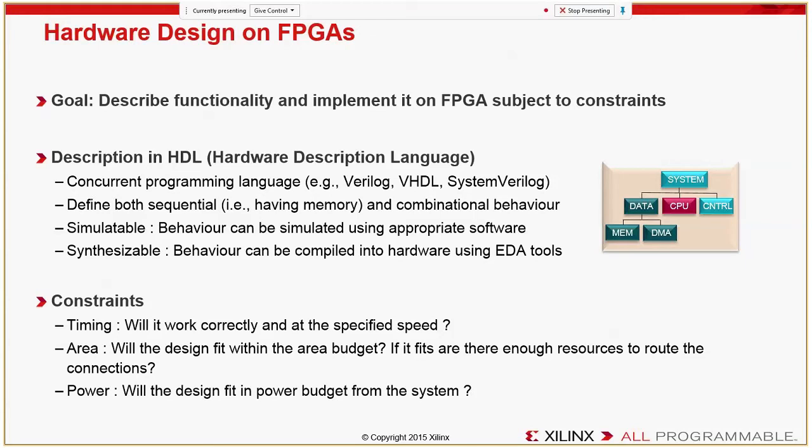Now, a very important part of the entire design process are the constraints. These constraints are typically specified due to the system that is being implemented. And some of the different kinds of constraints are as follows. So the first is timing. This tells you whether your design will work correctly and at the specified speed that suits your protocol or your application. Then area. This is typically dictated by cost. So the area constraint basically tells you whether your design will fit within the area budget. And if it does fit, whether there are enough resources to route the connections in the design. Finally, there is power. So typically a power budget comes from the system and the amount of cooling that is available. And the power budget basically determines whether the design will actually run at the power available.